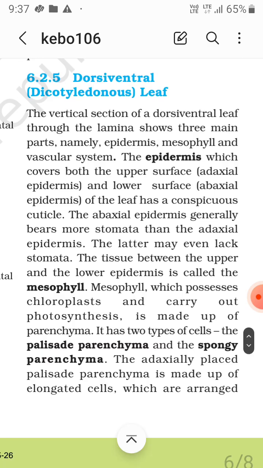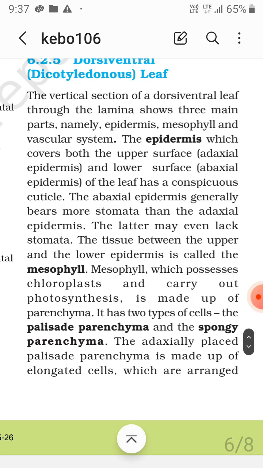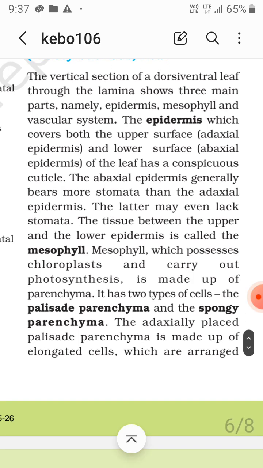The epidermis, which covers both the upper surface, that is adaxial epidermis, and the lower surface, that is abaxial epidermis, of the leaf, has a conspicuous cuticle. The abaxial epidermis generally bears more stomata, that is, the abaxial, the lower surface.